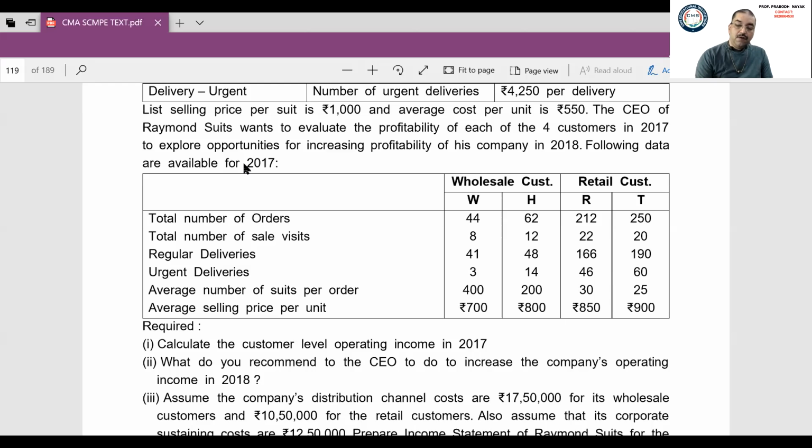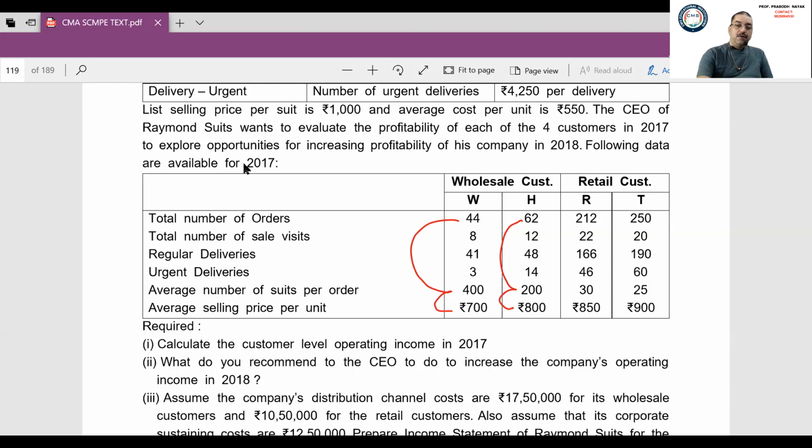Actual selling price: 700 into 400 into 44. Same way, 800 into 200 into 62. Like that you have to multiply, because I want the total selling price, that is the actual selling price. The list price was 1000. Now the actual selling price is different from the list price. So the difference between the actual selling price and the list price will be the discount. So all this we have to understand, what they have given and why they have given it.